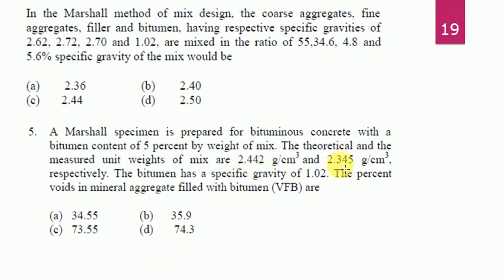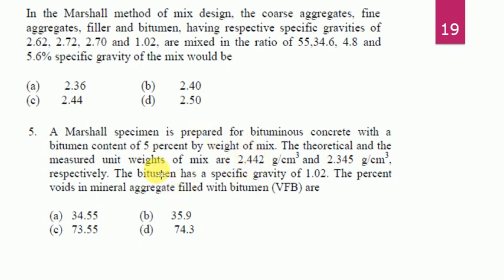Here basically the theoretical and the measured values are provided. So we have to calculate first the air void. We can easily calculate it, as the theoretical as well as the measured unit weights are provided here. The formula is GT minus GM, divided by GT, into 100. By that we can calculate the VV.